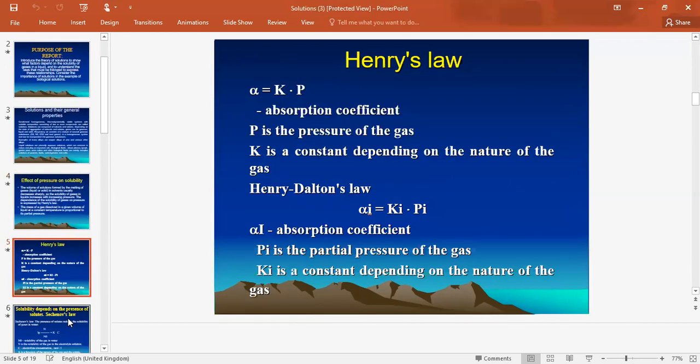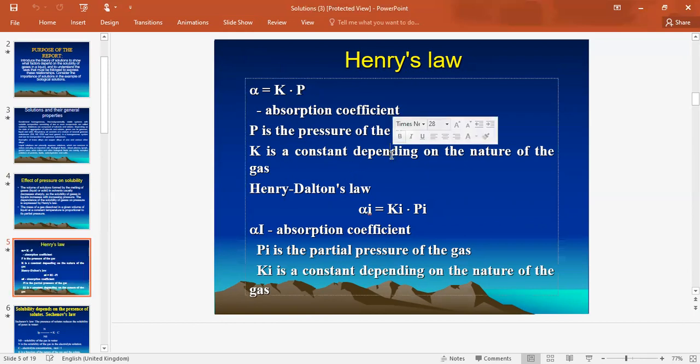Now we discuss Henry's law. Henry's law is the equation A = Kp, where A is the absorption coefficient, P is the pressure of the gas, and K is a constant depending on the nature of the gas. The second law is Henry-Dalton's law: Ai = Ki·Pi, where i indicates the partial pressure of the gas, Ai is the absorption coefficient, Pi is the partial pressure of the gas, and Ki is the constant depending on the nature of the gas.